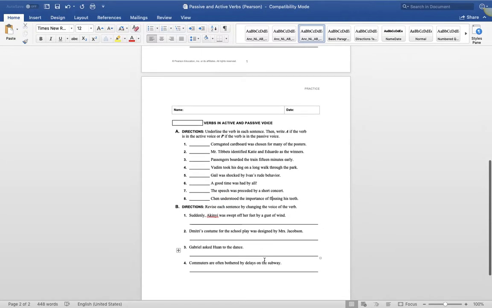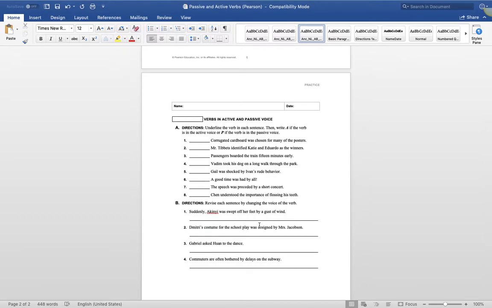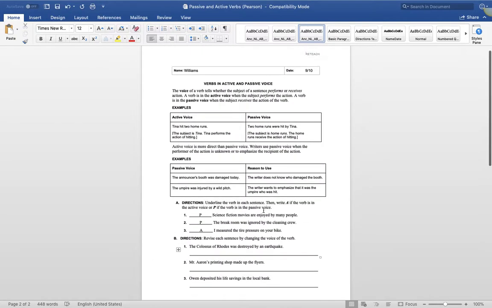Down here on this last part, don't do the sentences, just underline the verbs for me. And that's all you gotta do.